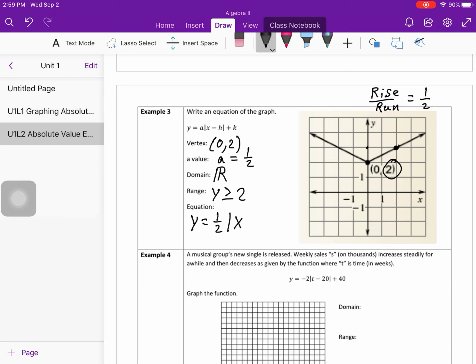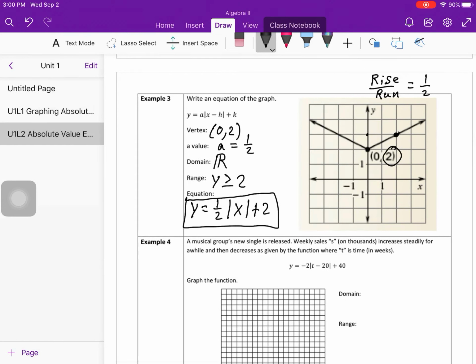Now 0 is the h value that comes from our vertex. If you have 0, you could put x minus 0 or x plus 0, but you don't need that, so we're just going to leave it off, because whenever you add or subtract 0, that's not going to change the x value. And then our k is plus 2. So inside all alone there is our x, but that's the equation.